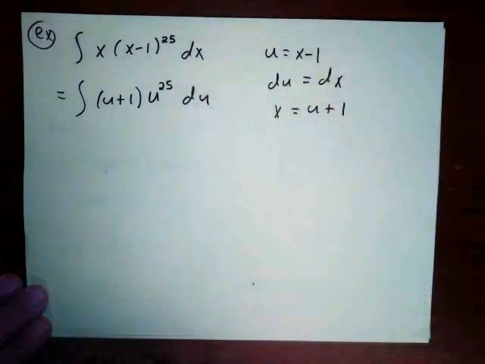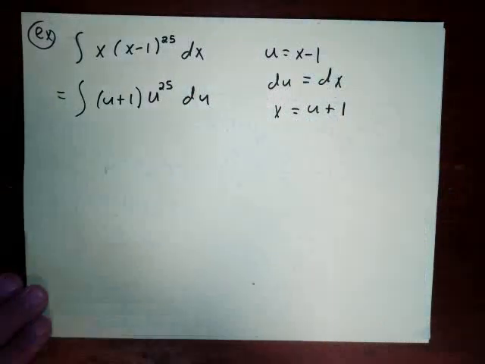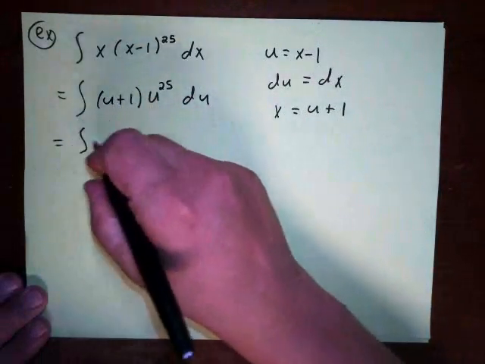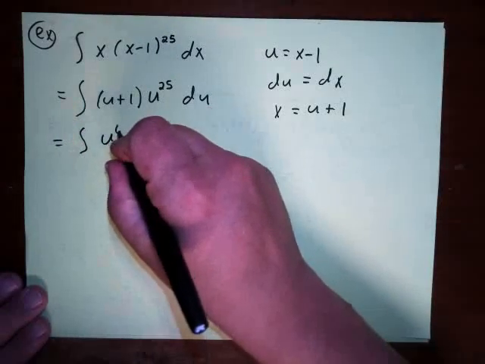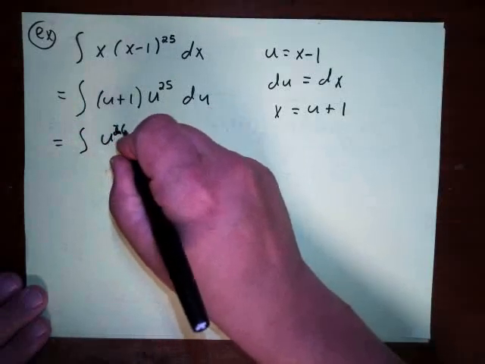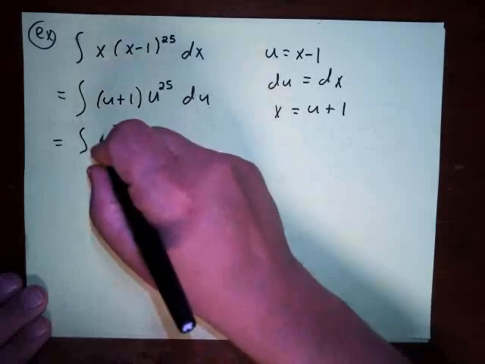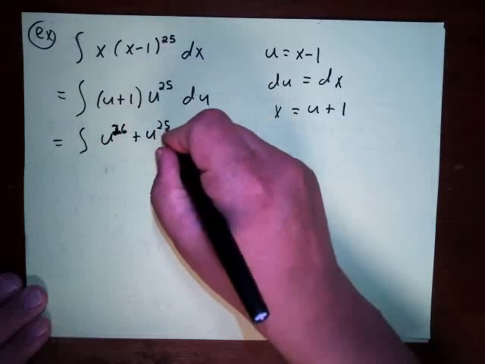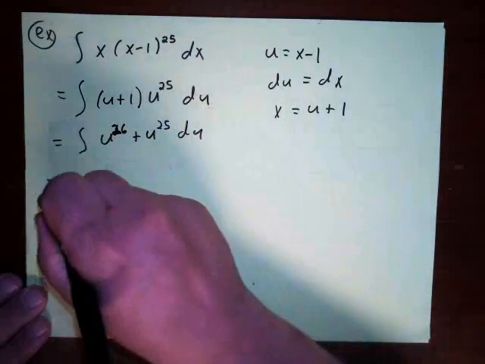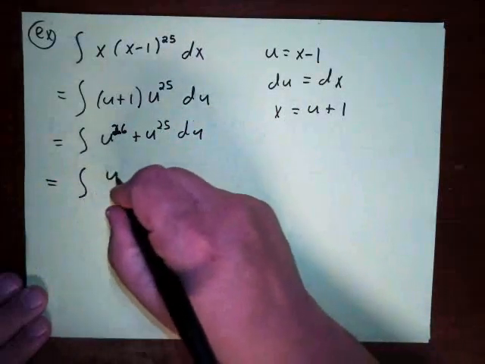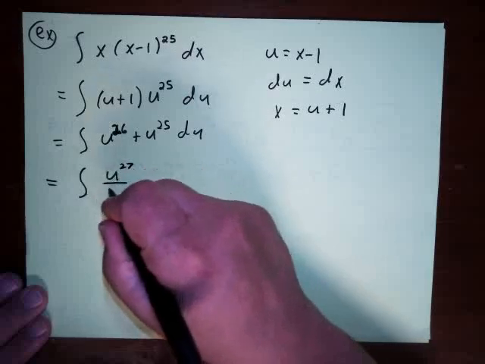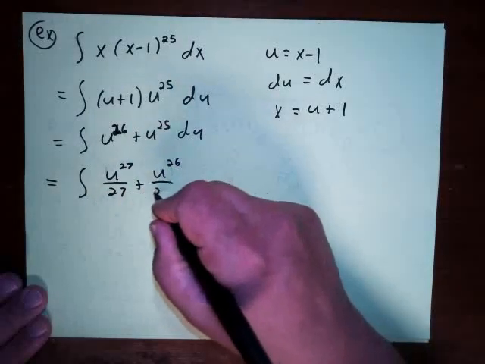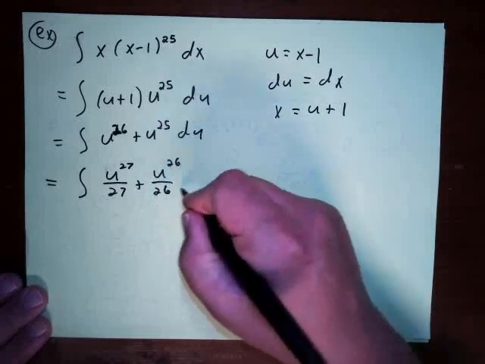dx can go in for du. Just like that. And so now you can see I can distribute that over, and we get something much easier to integrate. u to the 26 plus u to the 25th du. And so now this would be u to the 27th over 27 plus u to the 26 over 26.